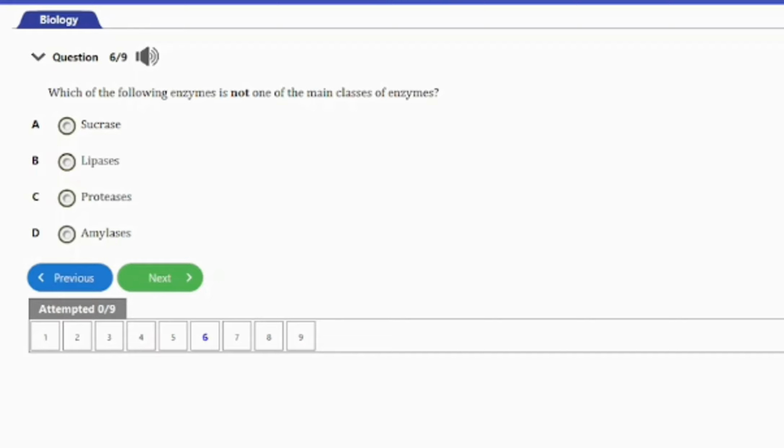Question number 6 here, it says, which of the following enzymes is not one of the main classes of enzyme? We have A. Sucrase, B. Lipases, C. Proteases, and D. Amylases. So guys, the answer to this question is actually sucrase. Sucrase is not one of the main classes of enzymes in digestion. Actually, sucrase is specifically for digesting sucrose, and that's it for that question. Let's go ahead and consider the next question, guys.